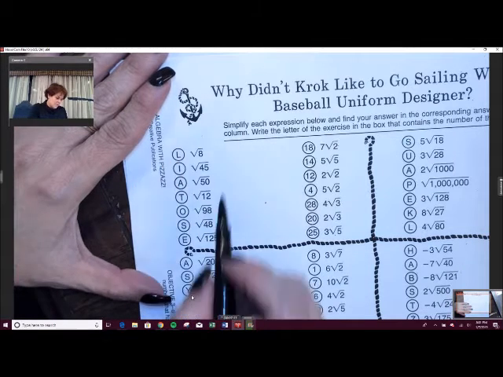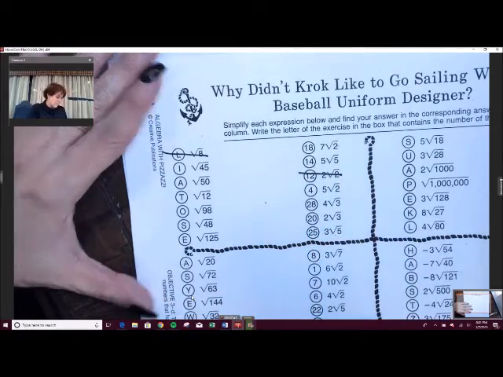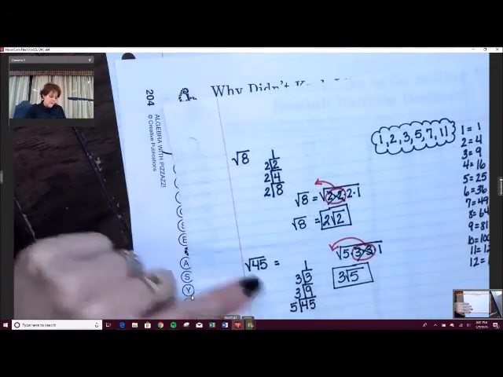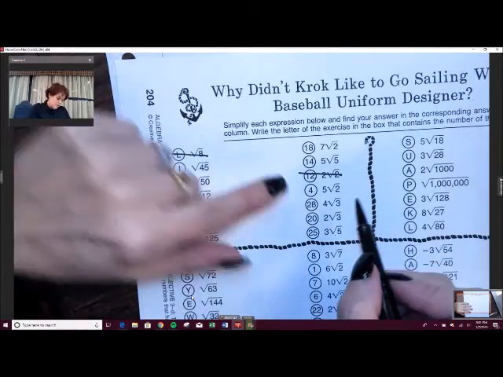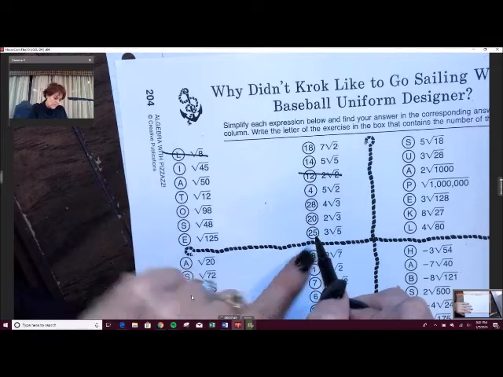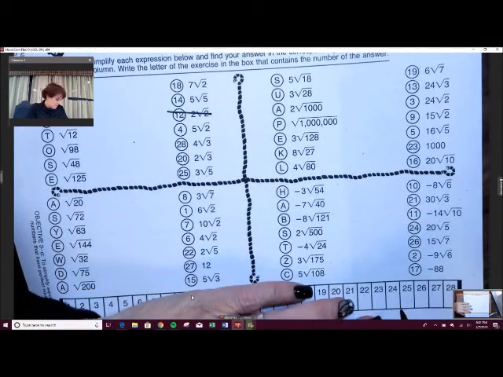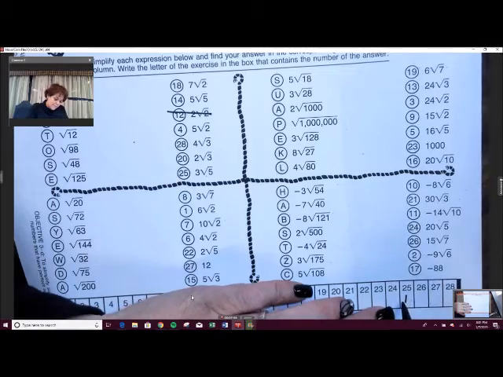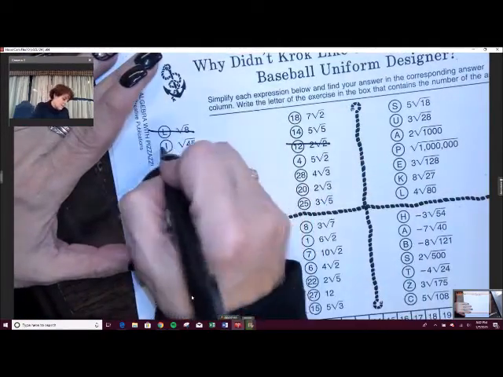I think we should mark them off. 2 square roots of 2. And then we did the square root of 45 was 3 square roots of 5. So 45 was 3 square roots of 5. So 25 is going to be I. So 20, I think that's an I. And I'm going to mark those off.